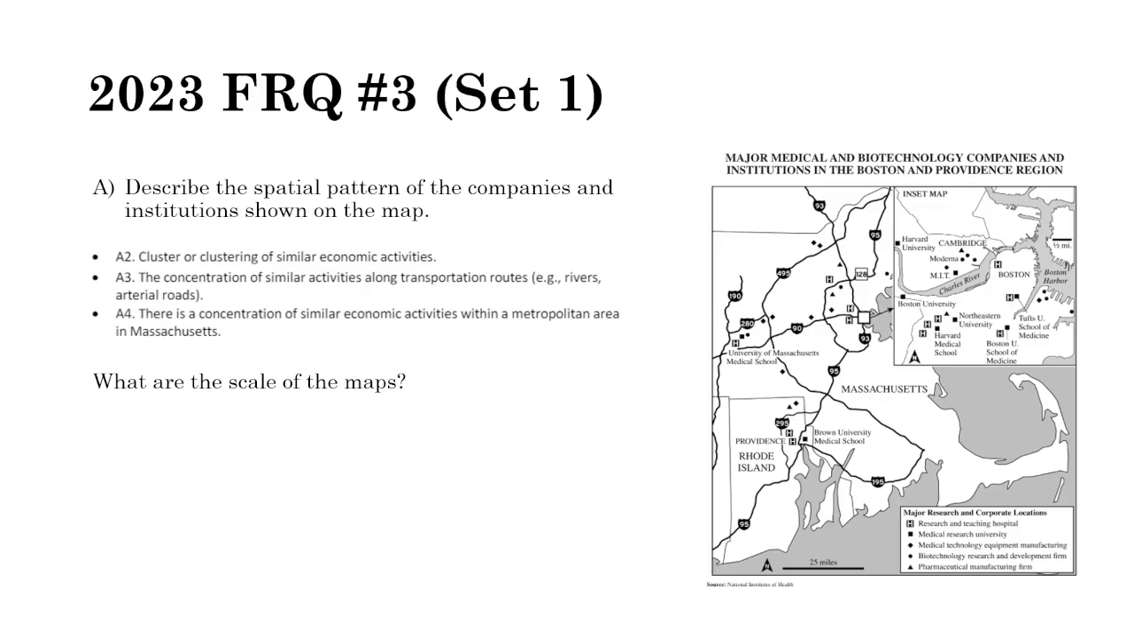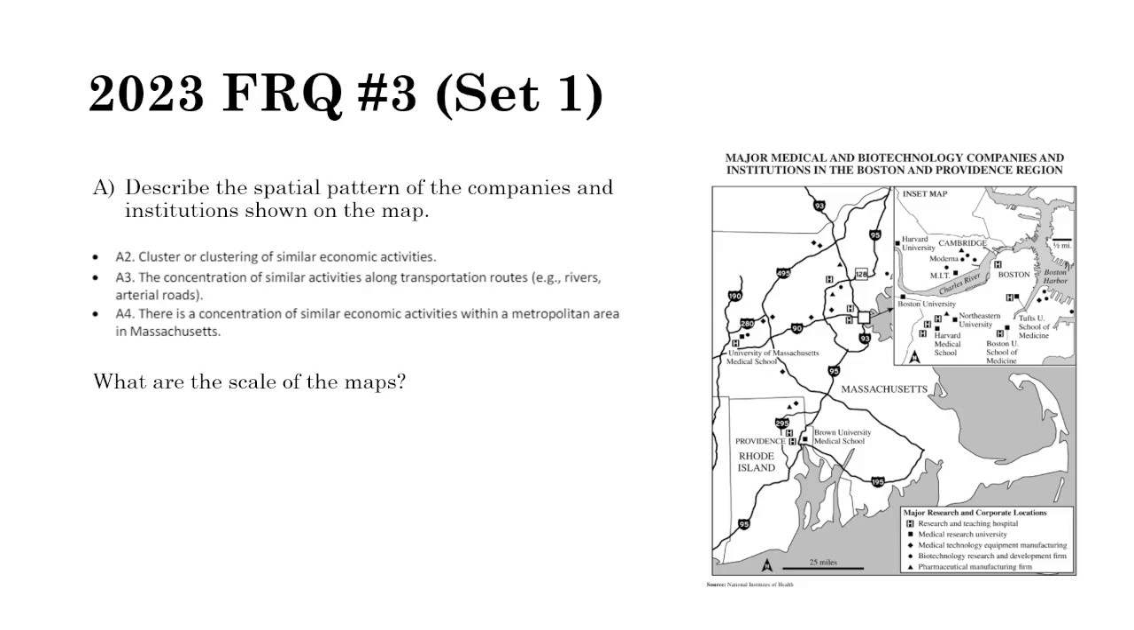So when it says describe the spatial pattern, it's just asking you, okay, the companies and institutions are clustered together in Boston. They're clustered, we could say, among the rivers, like the Charles River here, or clustered on the interstates and roads, that sort of thing.